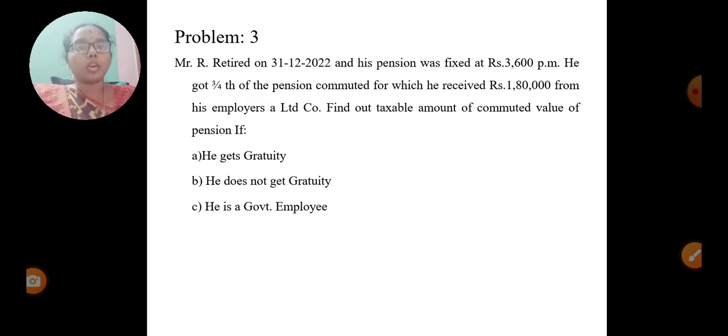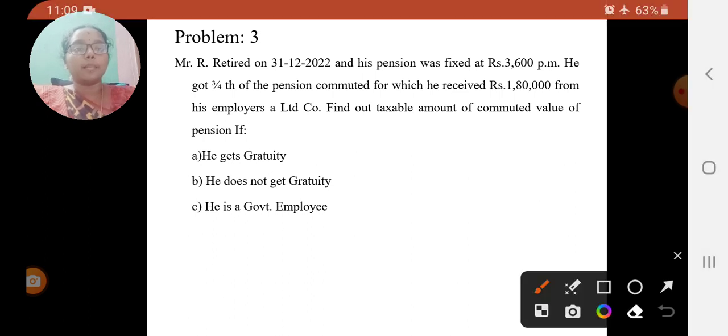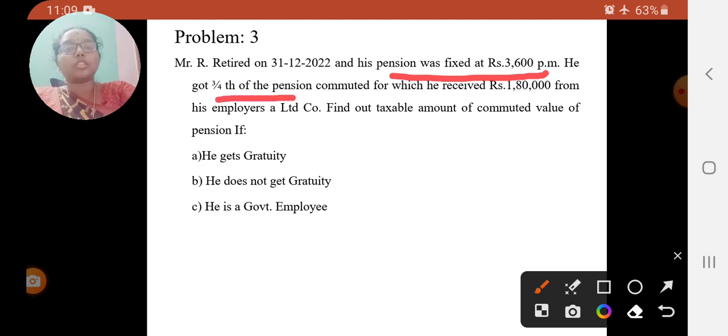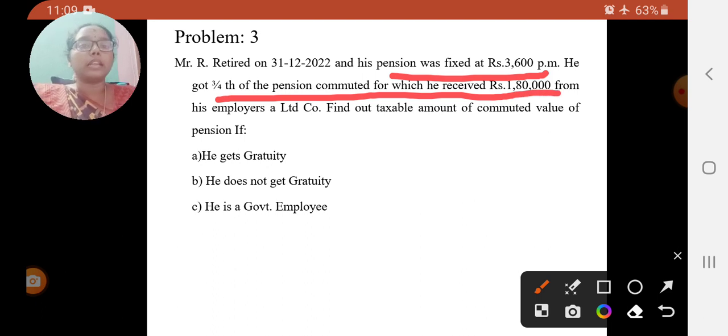Mr. R retired on 31/12/2022 and his pension was fixed at rupees 3,600 per month, that is uncommuted pension. He got 3/4 of the pension commuted, for which he received rupees 1,80,000 from his employer, A Limited company. So here they have given he is eligible for the monthly pension of 3,600 per month. He got 3/4 of the pension, so he receives the lump sum pension, 3/4 of the pension of 1,80,000. Find out the taxable amount of commuted value.